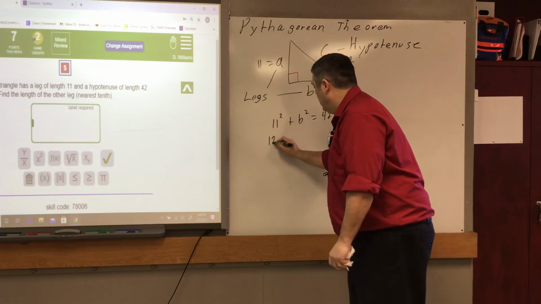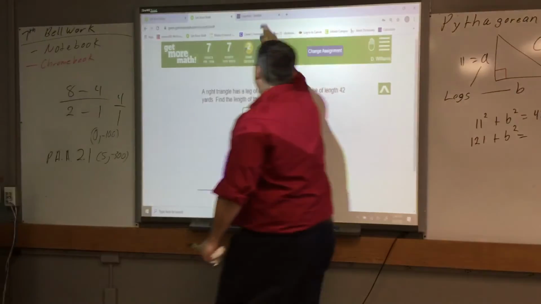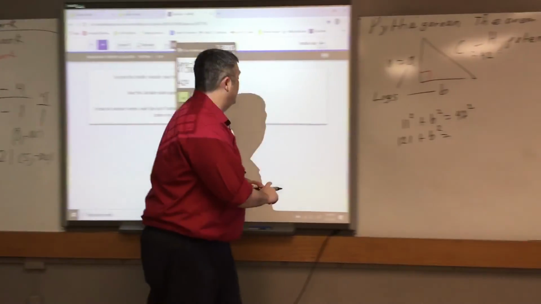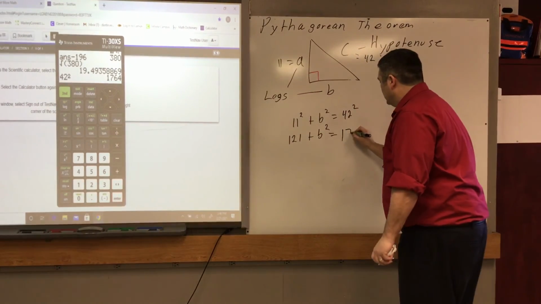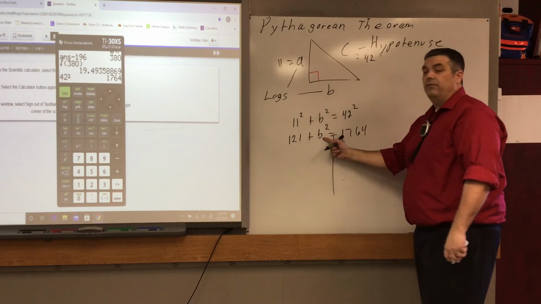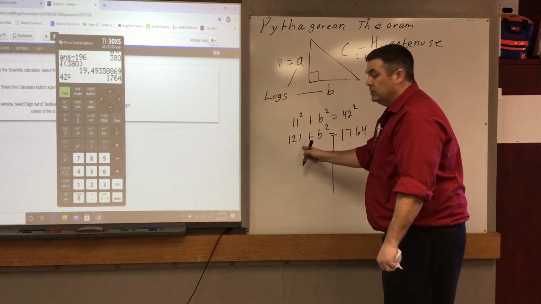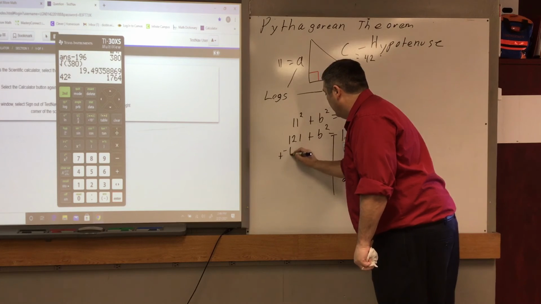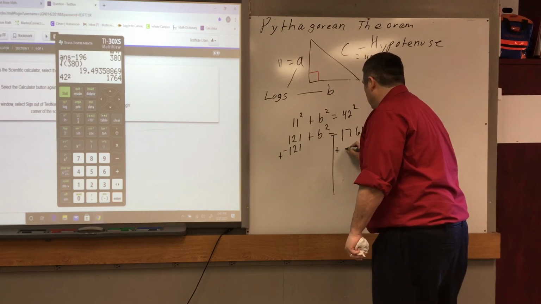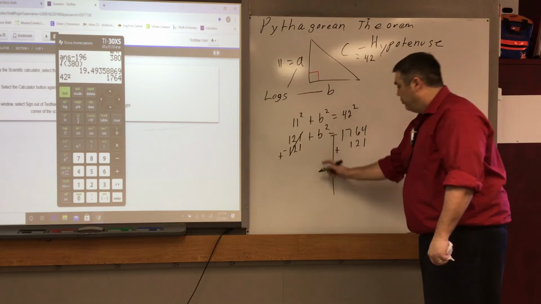All right? 121 plus B squared equals 42 squared. 42 squared, 1,764. All right? Draw your line because we're solving for B. We want to get our variable all by itself. That's what we're doing here. Okay? That's a positive 121. So we're going to add a negative 121 to both sides to eliminate that. That crosses that out. That brings this down.